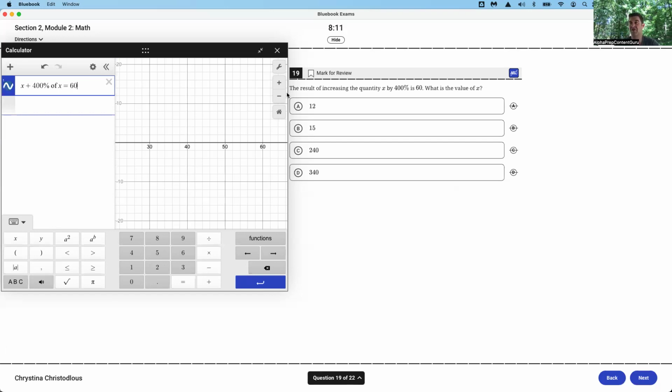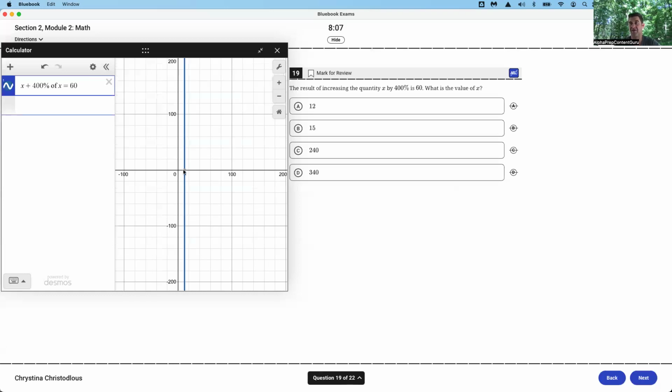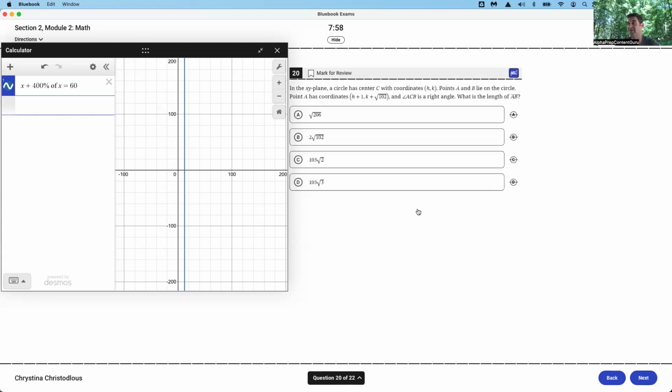I'm going to look for that vertical line. I'm going to click on the gray dot, which you get most of the time. And the answer is indeed 12. That was fun and easy. Let's look at number 20.